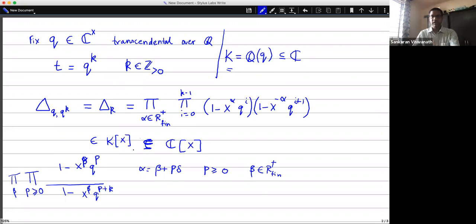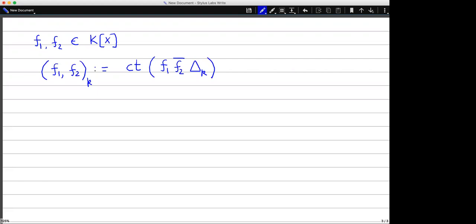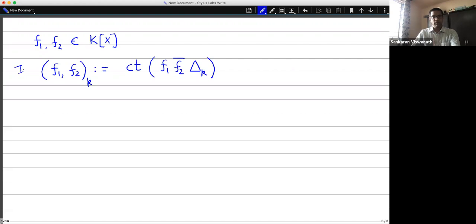So f1, f2. The inner product is defined as follows. It is the constant term of f1 times f2 bar, where the bar is an involution which I will define in a moment, times the Schrödinger kernel delta sub k. So this is my definition. Ct is the constant term, isn't it? Constant term, yes. I'll define all the terms now. What are the terms involved here?